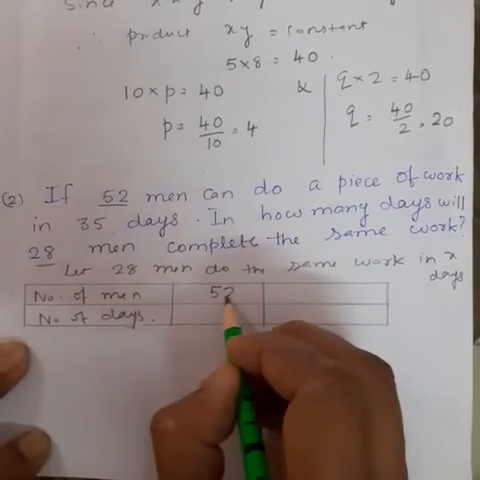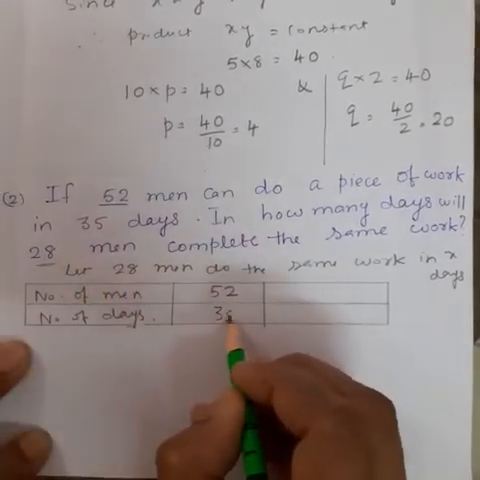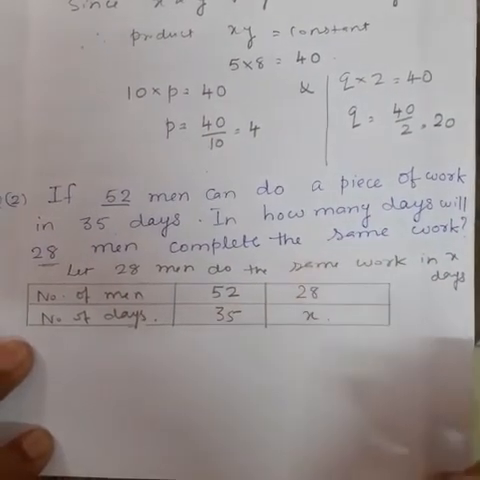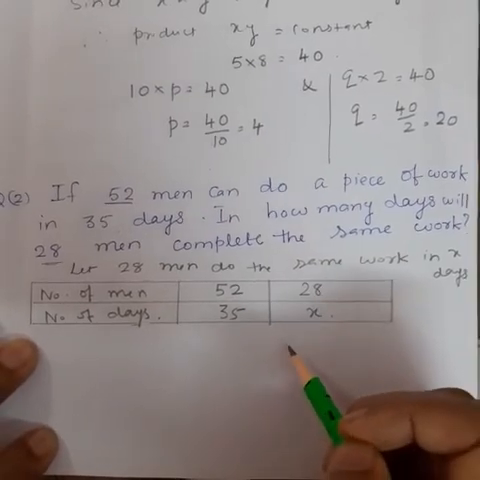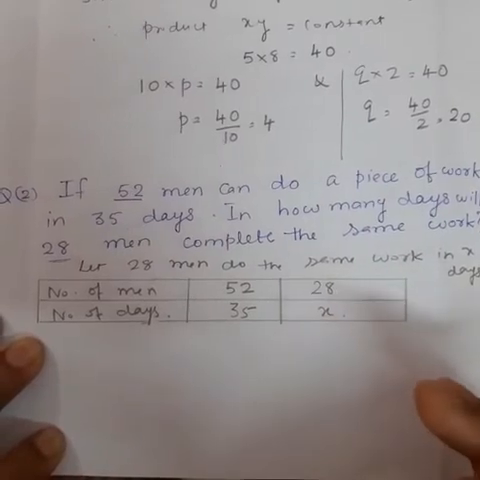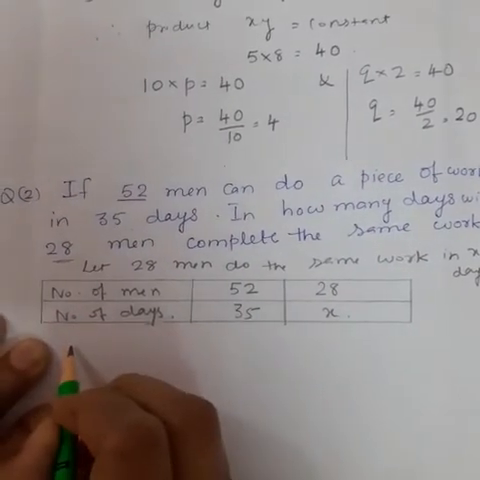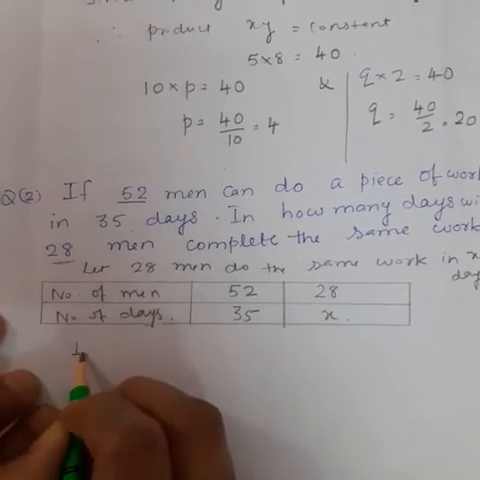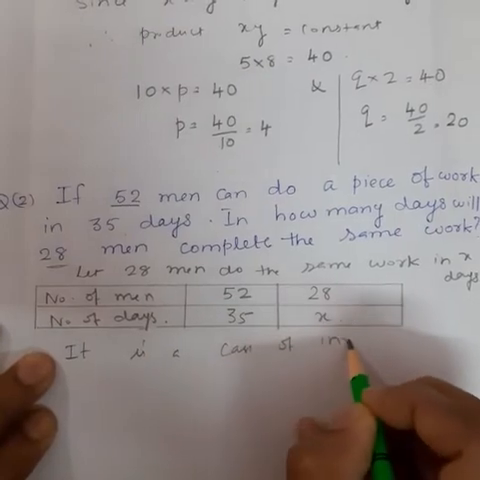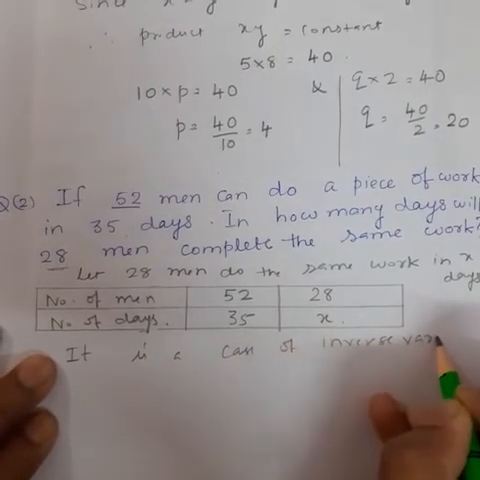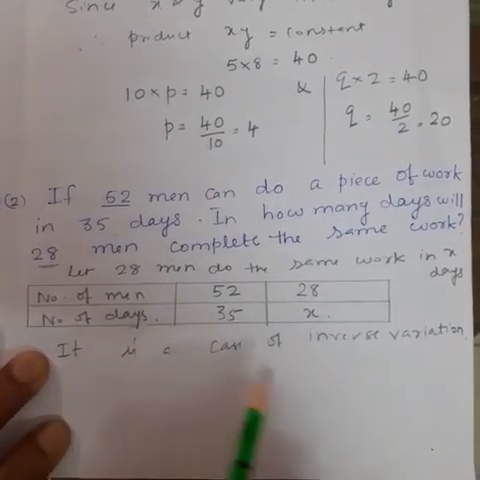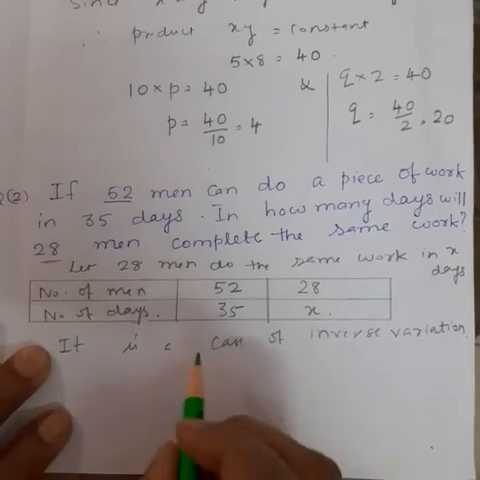52 men can complete the work in 35 days. Here the number of men is given, and we have to find the number of days. Clearly, as the number of men decreases, the number of days will increase. So this is a case of inverse variation. Hence, we know that in inverse variation x into y is equal to a constant.